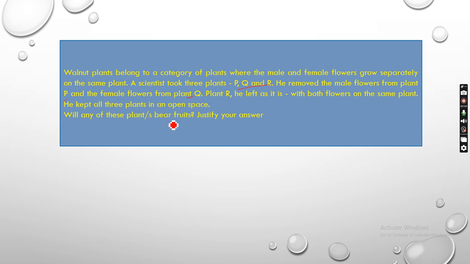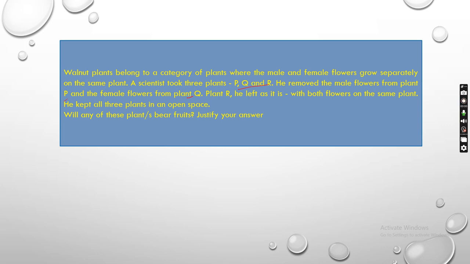Will any of these plants bear fruits? Justify your answer. So out of these three, you have to say which plants will bear fruits. That means how fruits are produced. That means sexual reproduction has to occur so that the fruits will be produced, right? And sexual reproduction occurs where the flowers are present. That means where the female flower is present, right? So if you see here in plant P, only the male flowers are removed, the female flowers are still there, so plant P can be an option.